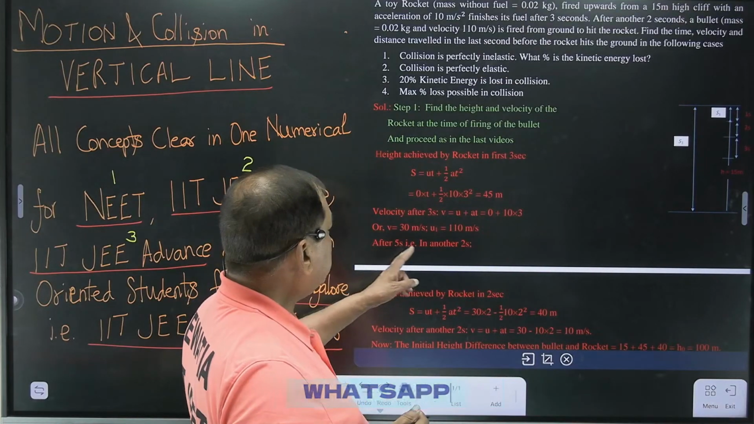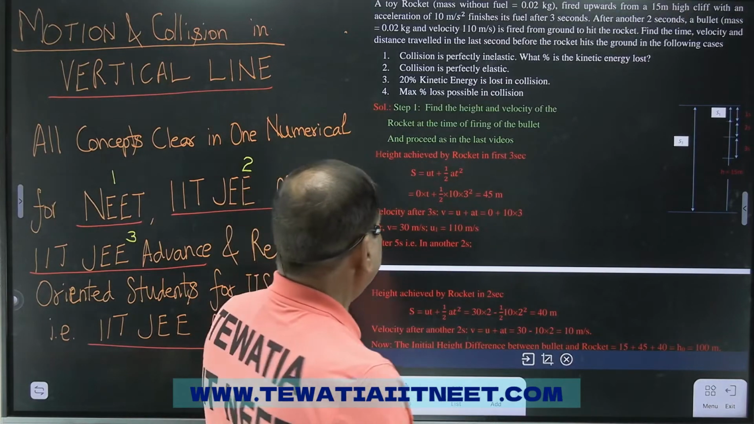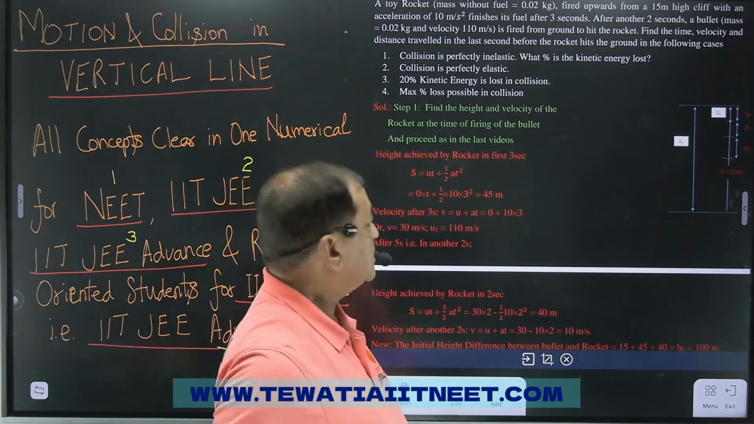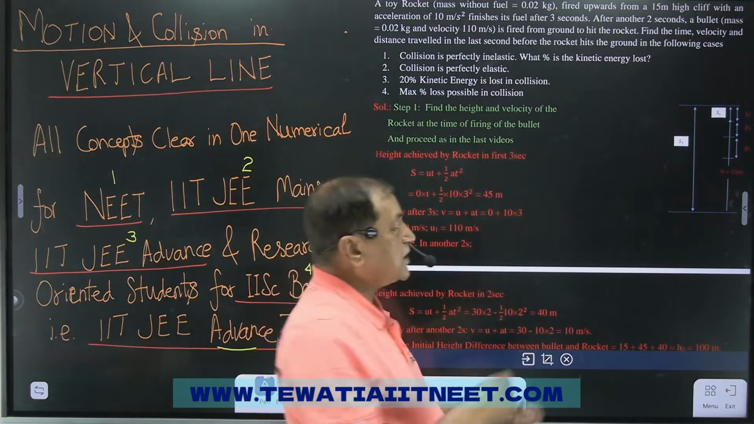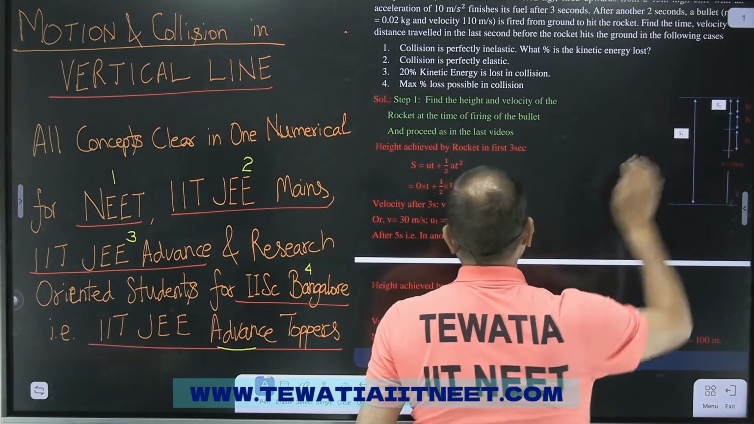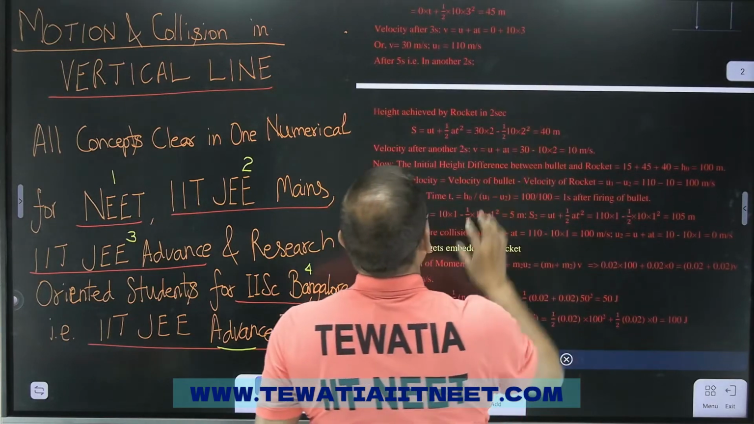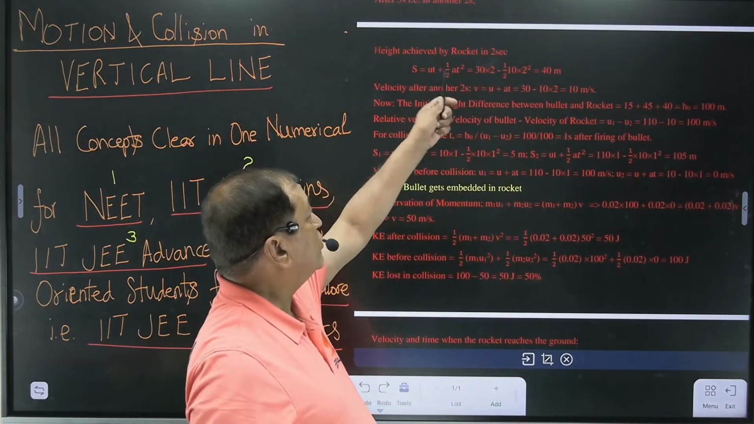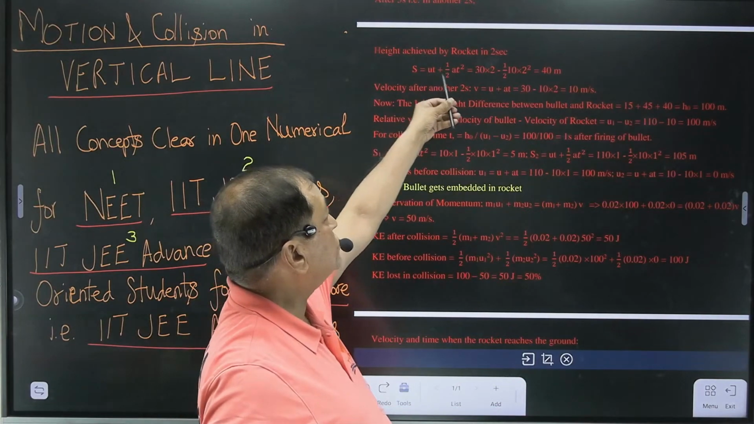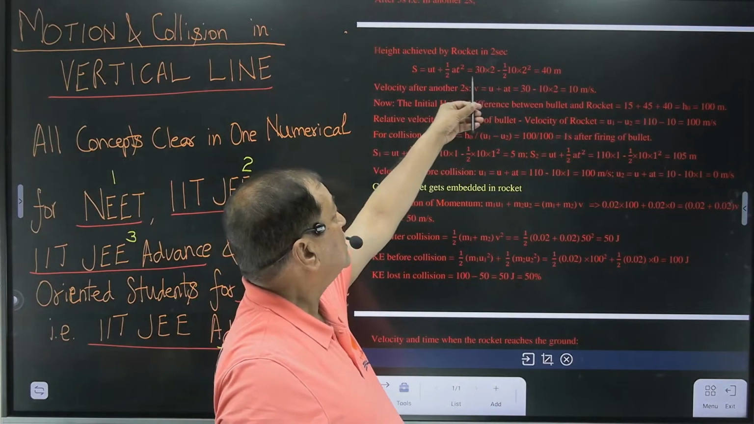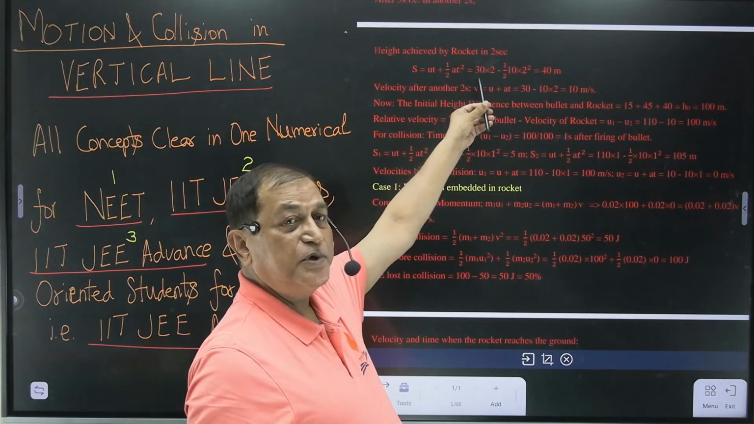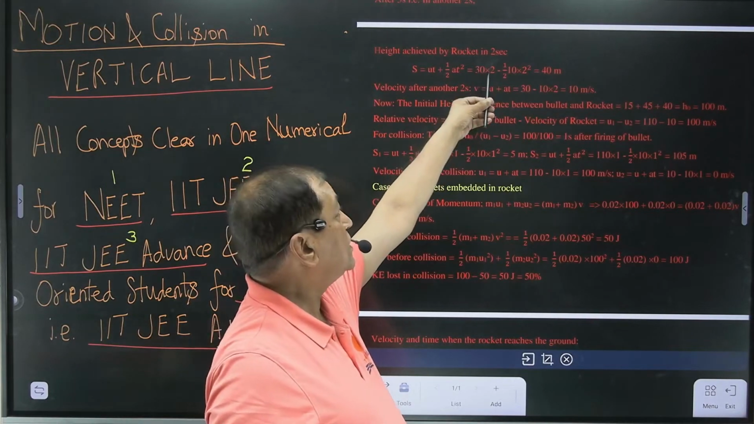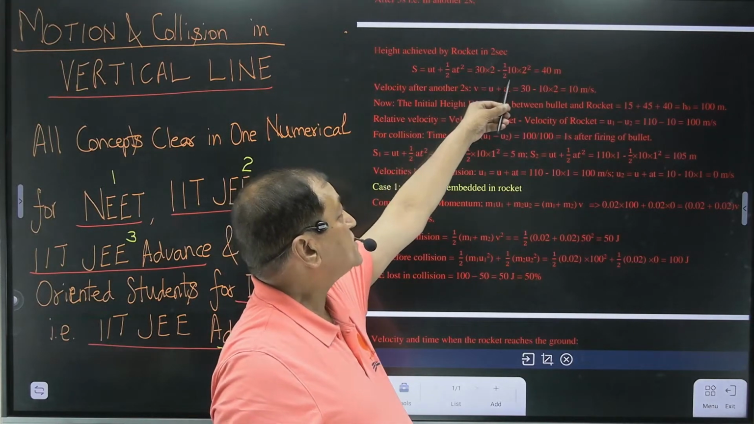So after 5 seconds means after another 2 seconds, like from here add 2 more seconds. So the height achieved by the rocket in 2 seconds more is s is equal to ut plus half at square. So here u was 30 meter per second upward, time 2, minus half.